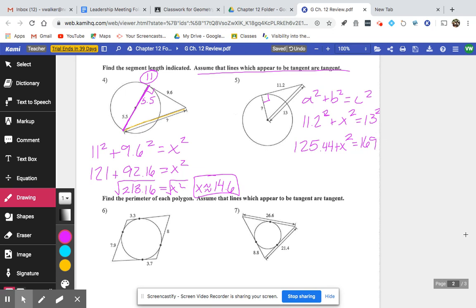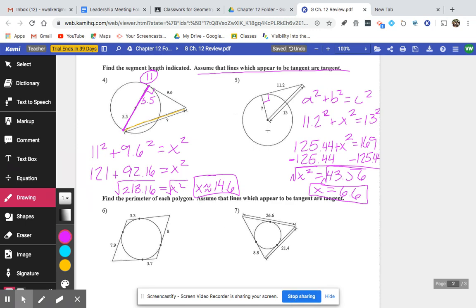Subtract 125.44 from each side. x squared is equal to 43.56. Take the square root of each side, and you get x is equal to 6.6. And again, we don't need to worry about labels.